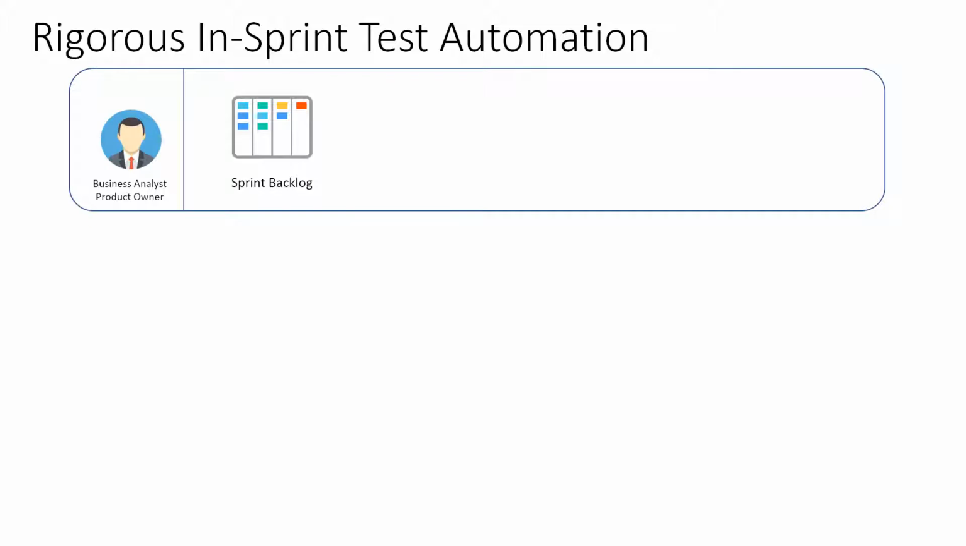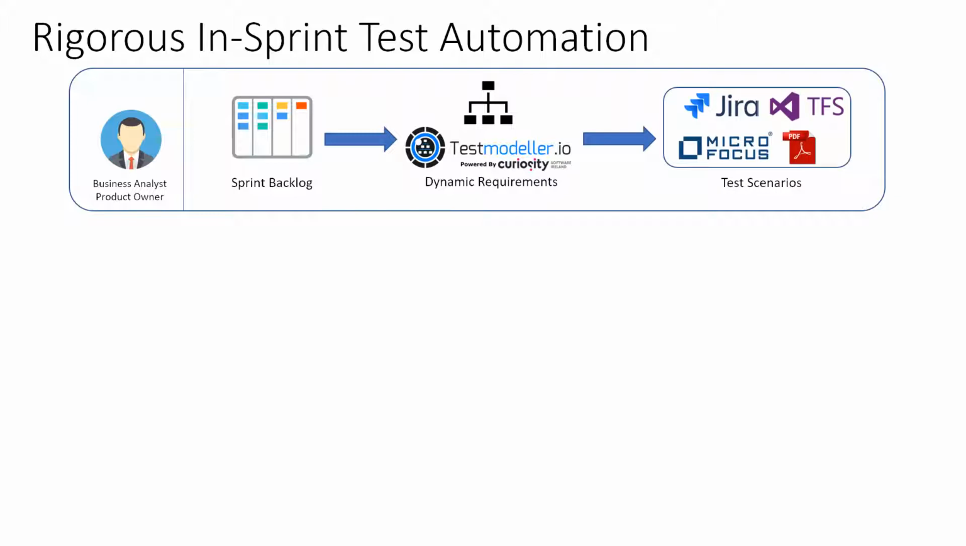Business analysts and product owners create user stories and typically add them to a sprint backlog. When the user story is ready, it gets picked up and you can start to create dynamic requirements inside Test Modeler, specifying exactly how the system should be built. Before even a line of code is written, you can pick up these dynamic requirements and export them into your test case management tools like JIRA, Azure DevOps, Micro Focus to export your test scenarios.